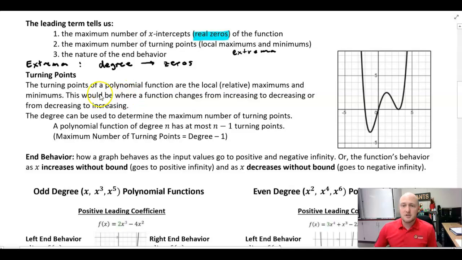Now, turning points. The turning points of a polynomial function are, again, the local maximums and minimums, and this is where a function changes from increasing to decreasing or vice versa. Now, how we use the degree of the leading term in order to determine the number of turning points is we subtract 1 from whatever that degree is. So let's say my degree is 5. The maximum number of turning points I will have is 4. Very simple. Minus 1.